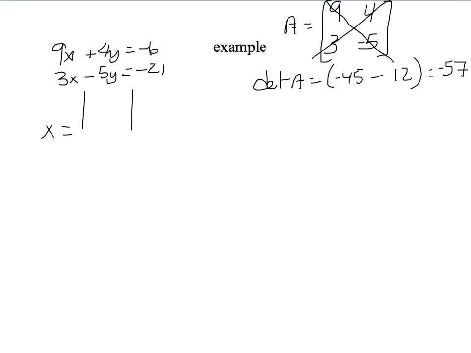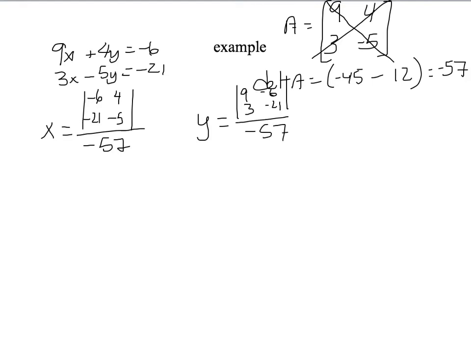So for x, I said you had to use e, f, negative 6, negative 21, e, f, b, d, 4, negative 5, all over negative 57. And then for y, I'm going to set it up very similarly. Well, this is going to be messy, so I'm going to set it up a, c, so 9, 3, e, f, negative 6, negative 21, all over negative 57. So I need to find these two determinants.